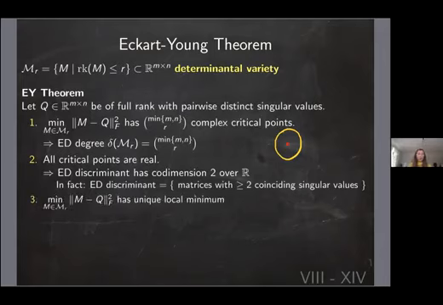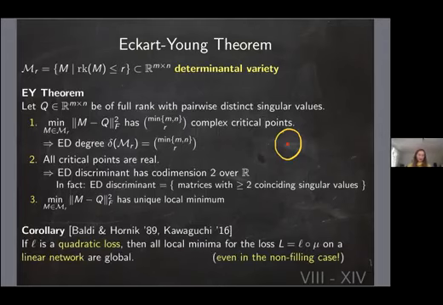And moreover, the third part of Eckart-Young is that this minimization problem has a unique local and global minimum, which is really the key property from the machine learning perspective, because that exactly gives us a geometric proof, just using other well-known results from way before, from the result by Baldi and Hornik and Kawaguchi, that if L is a quadratic loss, then I have no bad minima.